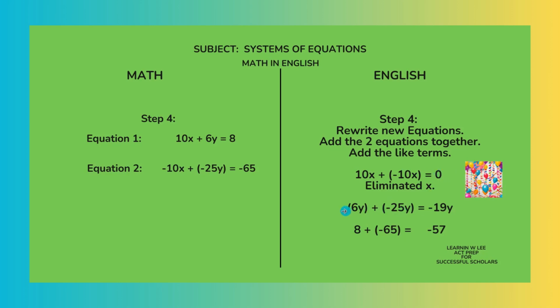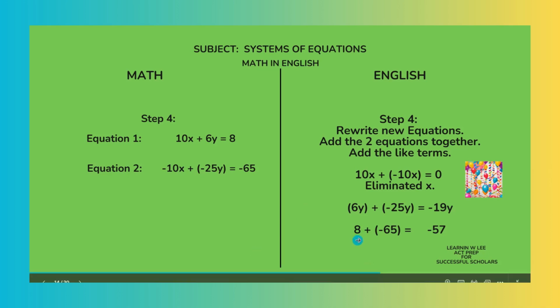Same thing with our y variables, 6y plus negative 25y is equal to negative 19y. One way to do this a little bit easier is to think of 25 minus 6, which is 19, and then add that negative on there. And the last step, the constant value is 8 plus negative 65 is equal to negative 57.